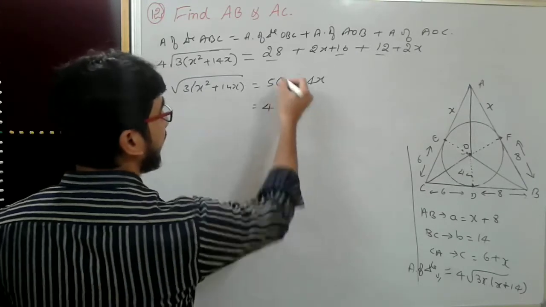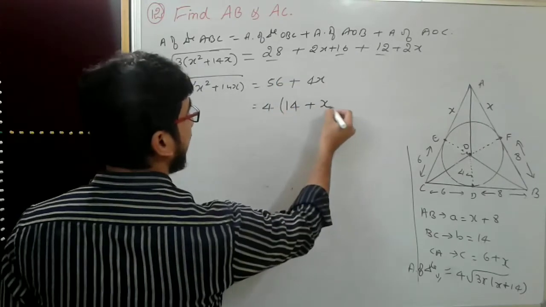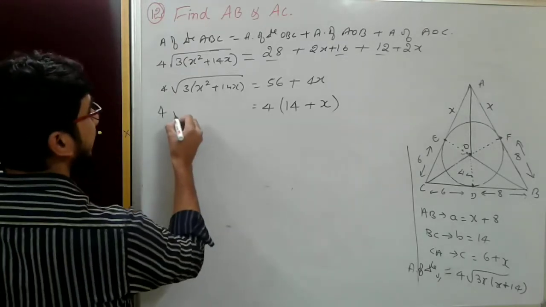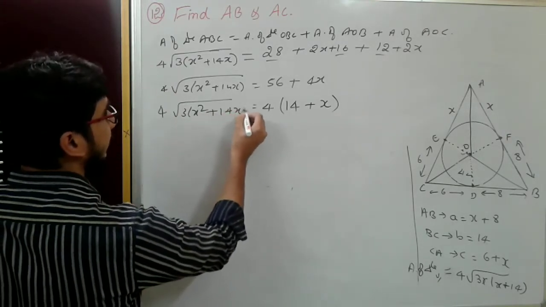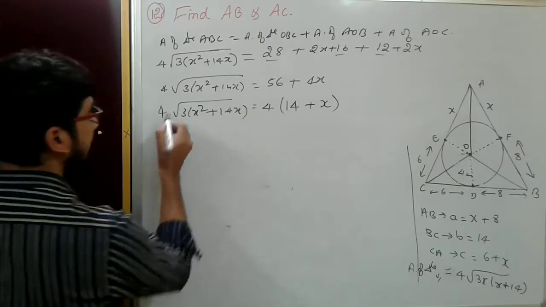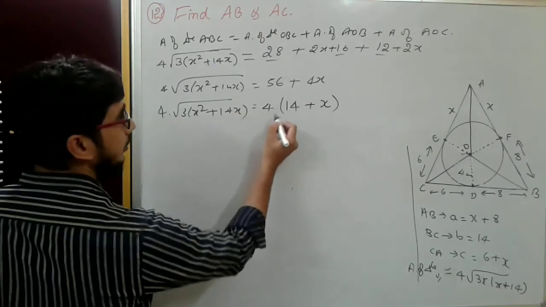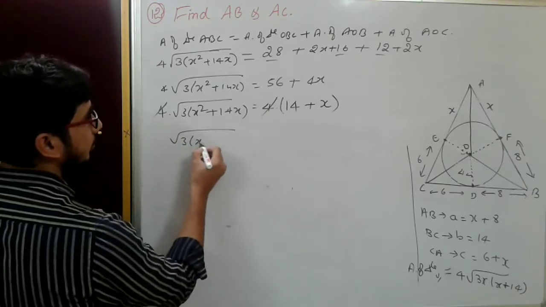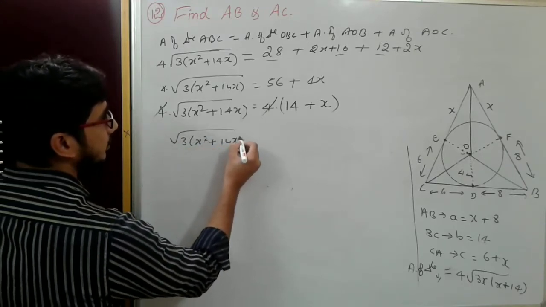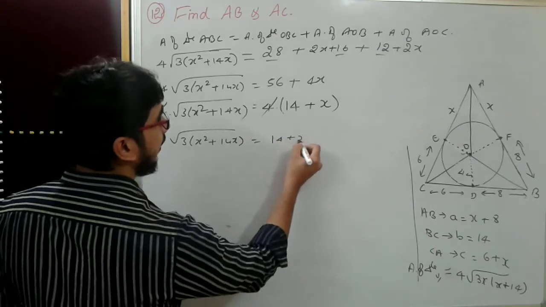14 4s are 56, 14 1s are 14. Am I correct? So 4 into 3x square plus 14x. Now this is in term, here nothing means into will be there. This is also into. Then 4 will get cancelled. 3x square plus 14x is equal to 14 plus x.